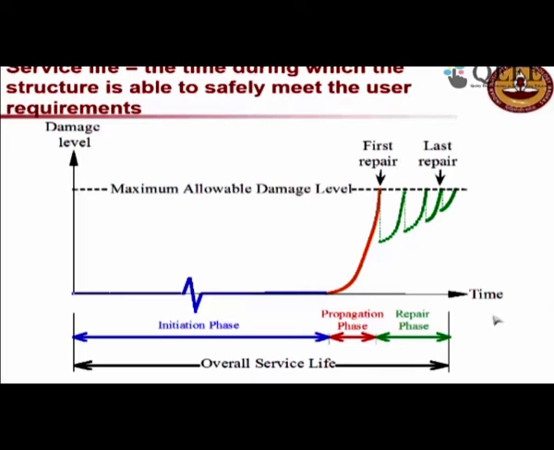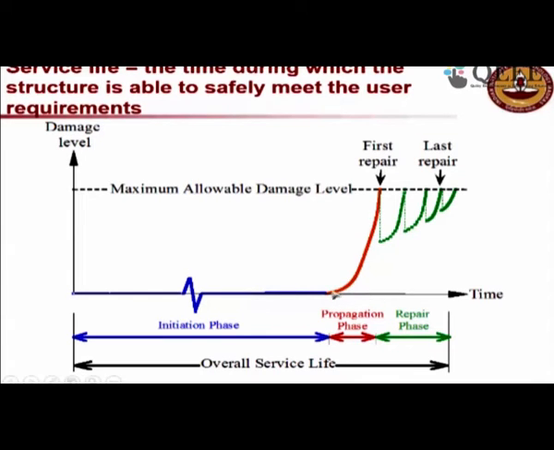So what you see on the screen is a schematic of what we call overall service life, meaning from this point till this point the structure is in use. This blue region here is the initiation phase. It means corrosion starts right here. From the commissioning time, this is the time at which corrosion starts, the corrosion initiation time. So this region is the corrosion initiation phase.